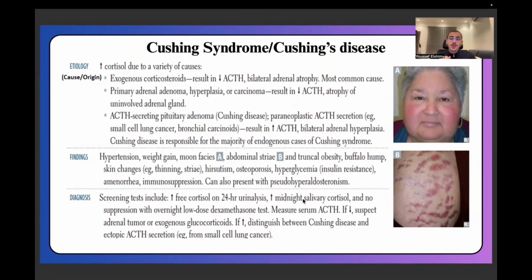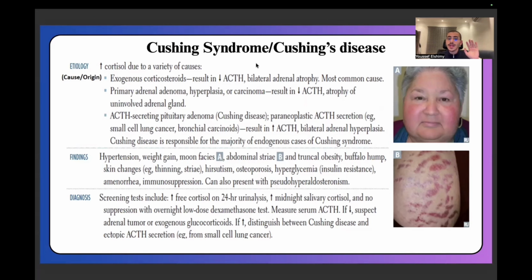Okay, let's talk about some diseases of the adrenal cortex. We have Cushing syndrome or Cushing disease. Basically, there is increased cortisol in our body, and this could be due to four main reasons. It could be due to exogenous corticosteroids. We're taking corticosteroids from outside in heavy amounts, and that leads to Cushing syndrome. This leads to decreased ACTH because you have enough corticosteroid in your body, so the body senses there's no need to produce ACTH.